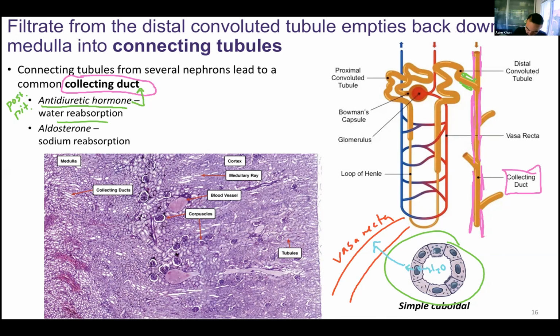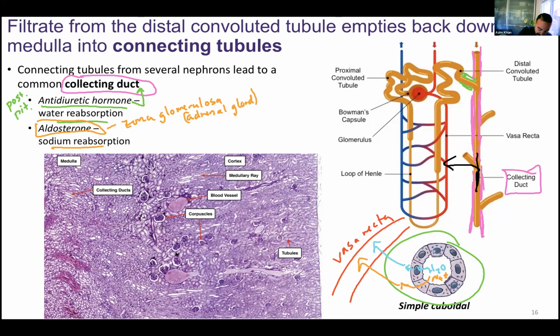Or we can absorb sodium, but to do that, we need a different hormone. That's aldosterone. Remember aldosterone? That comes from zona glomerulosa of the adrenal gland. Aldosterone is for sodium reabsorption. So we're reabsorbing from the collecting duct into the vasorecta.